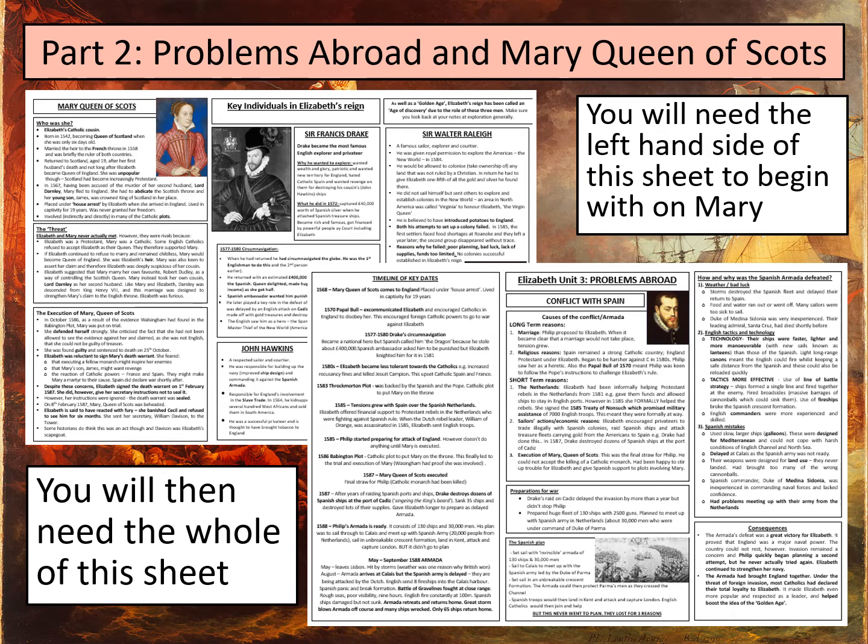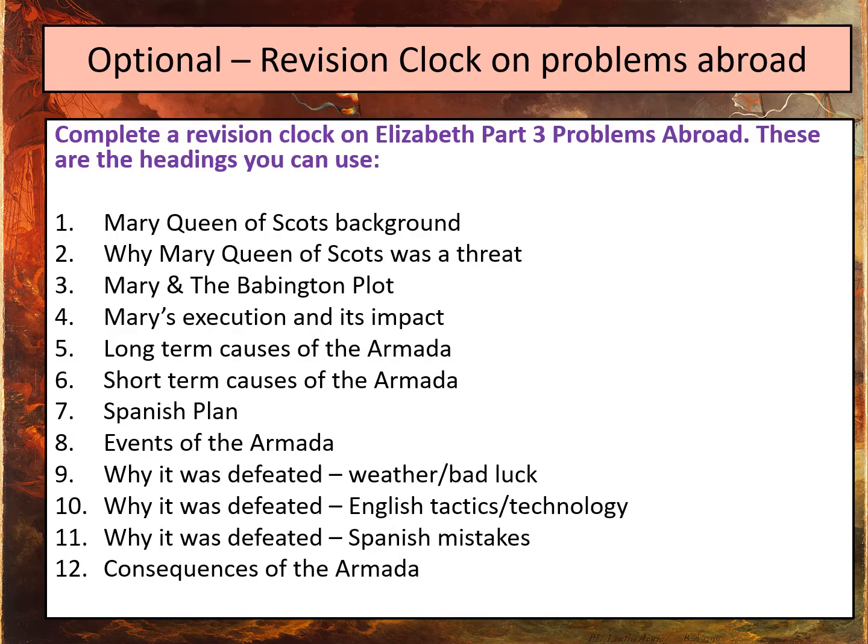So we're going to start today on this side here looking at Mary Queen of Scots. This is where we need to begin our focus today, and then we'll be using the whole of this sheet here, the one that's on Spain. So make sure you have them ready to hand, you've got your pen, you've got some post-its, maybe a red pen as well. Something you might want to do, either as you're watching this video or at the end, is make a revision clock on problems abroad. I've provided you here with the 12 headings that you could have for the different areas of your clock.